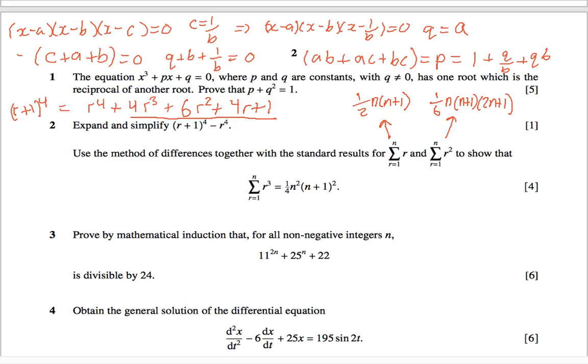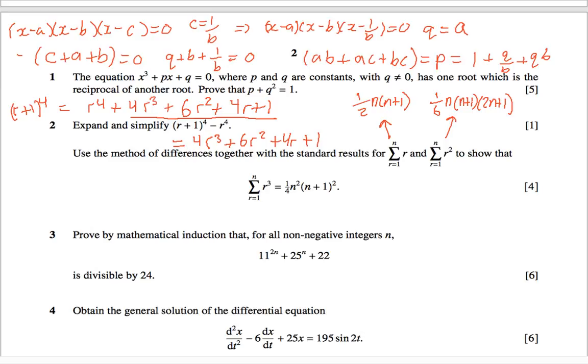And the way we're going to do this is by observing that r plus 1 to the 4 minus r to the 4 equals 4r cubed plus 6r squared plus 4r plus 1. Okay, like as in the first part of the question. And what we're going to actually do is sum both sides. So it might not be obvious why we do that at the start.